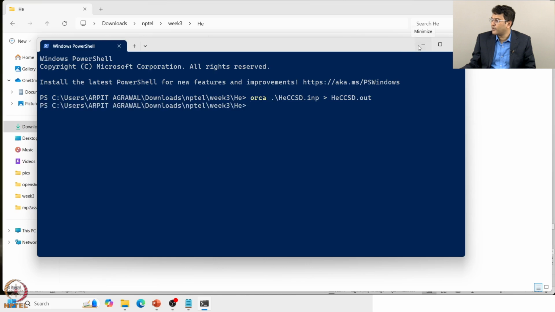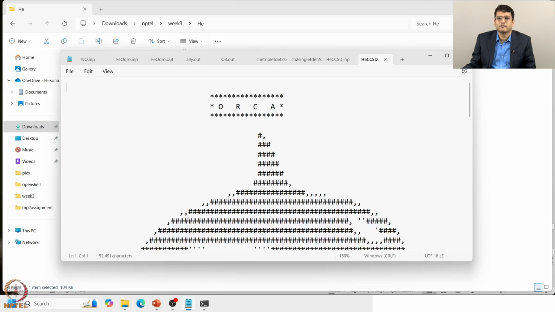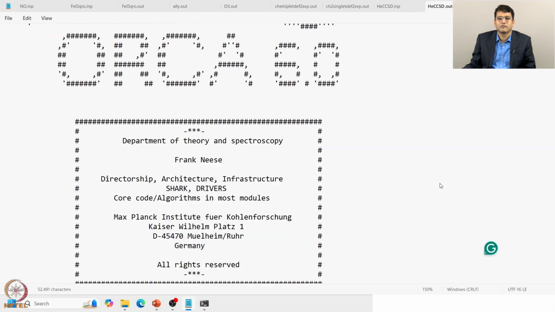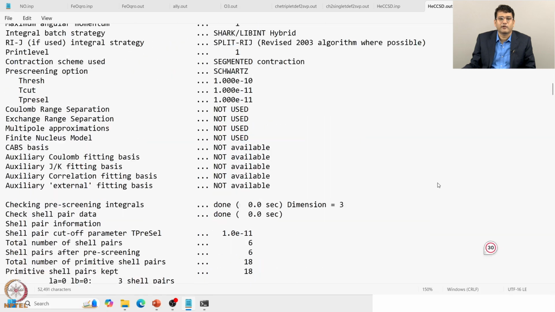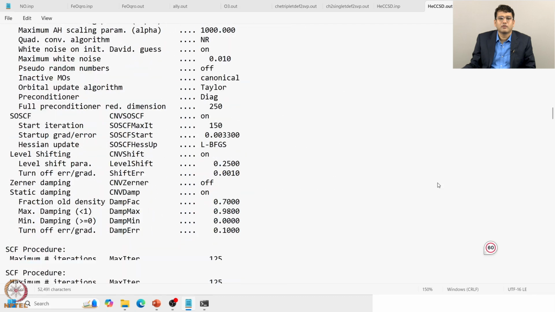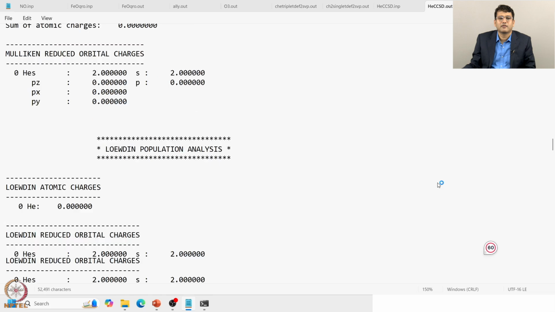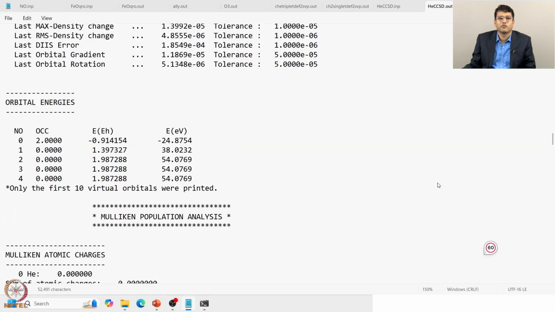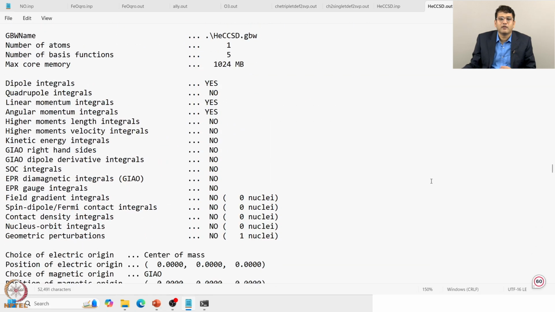So my calculation is complete. Let me open the output file. Again, usual stuff: method, basis set, the Hartree-Fock calculation will of course be performed. So after the Hartree-Fock, remember, helium is a two-electron system, so for CISD or CCSD, in this case it is the same as full CI, but that's not the case for the helium-7 cluster.